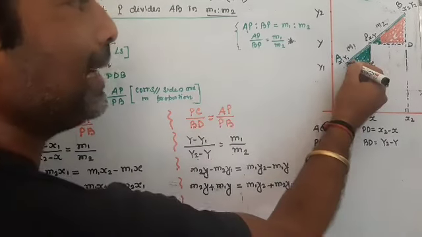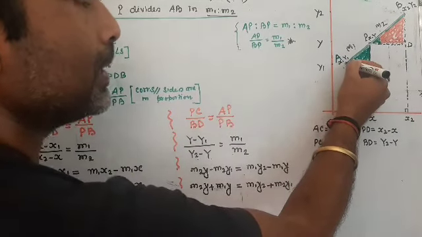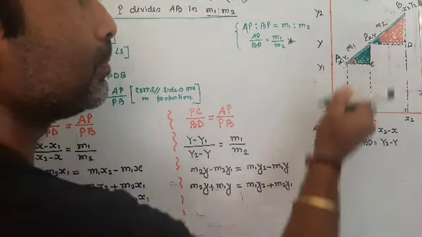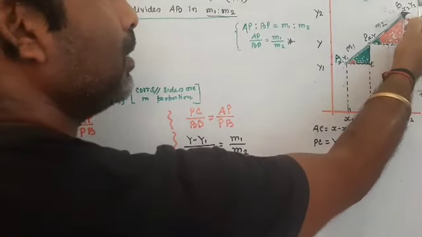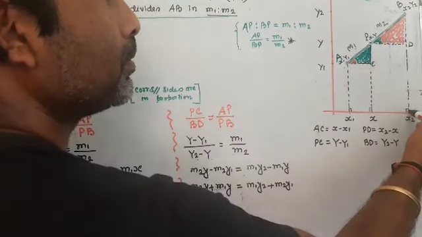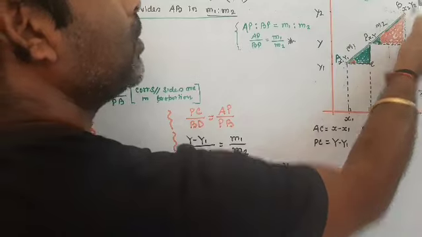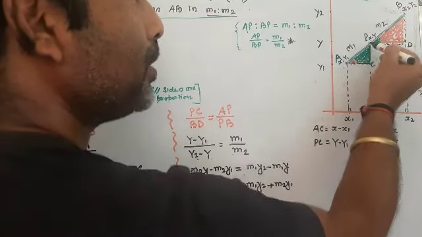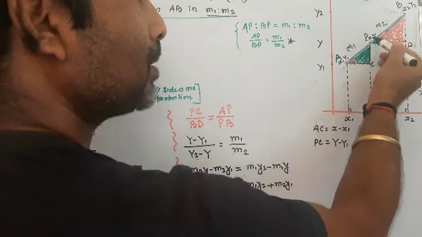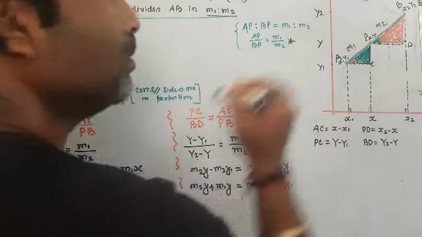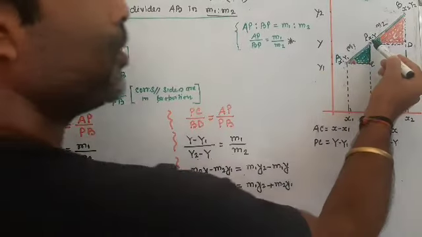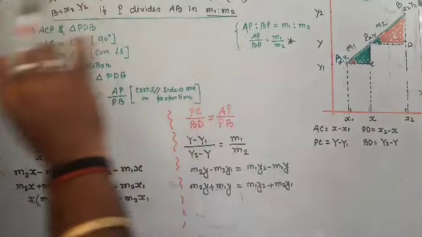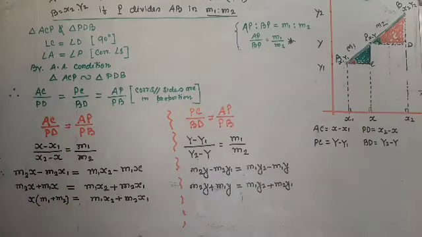So point A is this one. So what are the coordinates? x1 and y1. Point B, the coordinates are x2 and y2, and P is a point that lies on this line AB which divides AB in two parts, that is M1 and M2 in ratio, and the coordinate of P is x comma y. So there is a formula. How it is derived, first we understand.